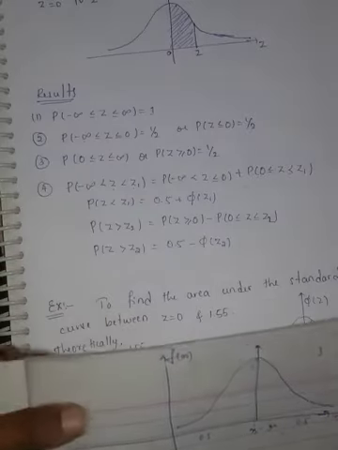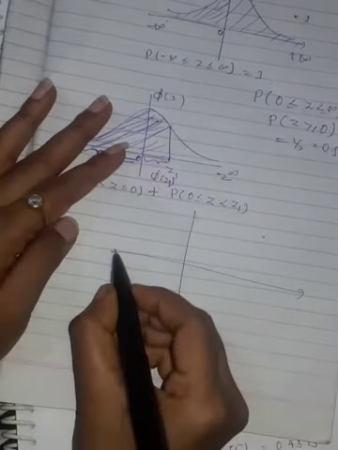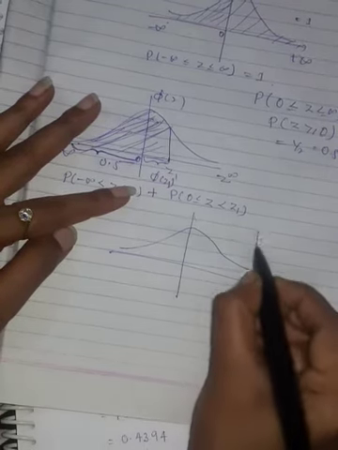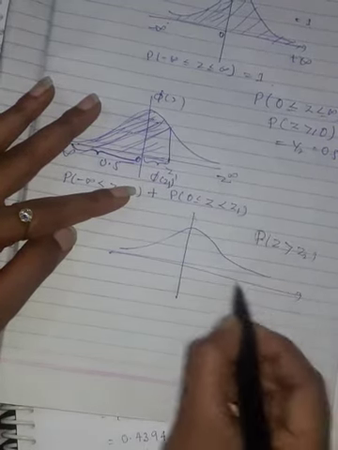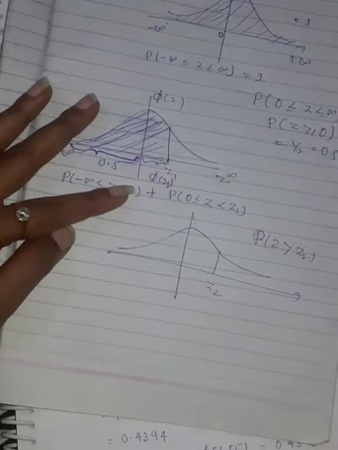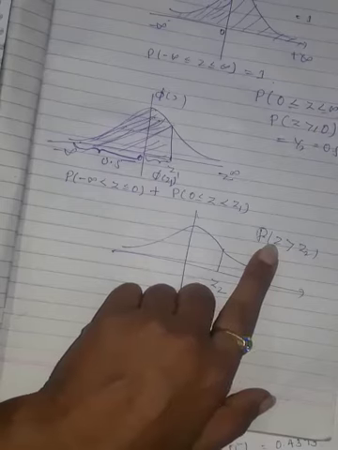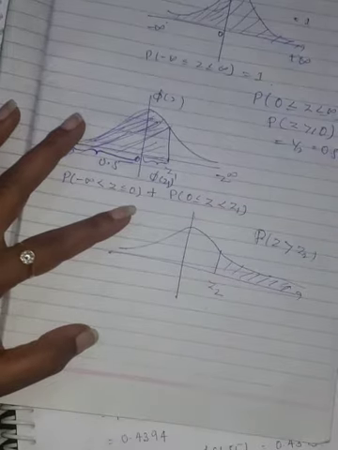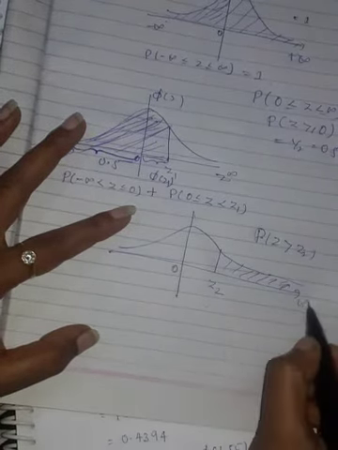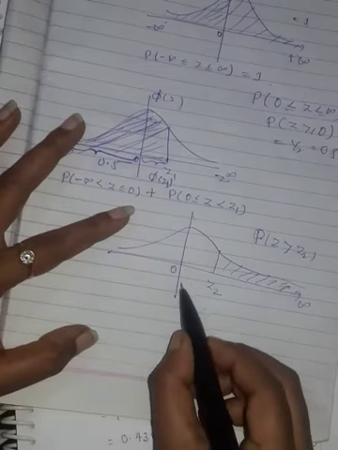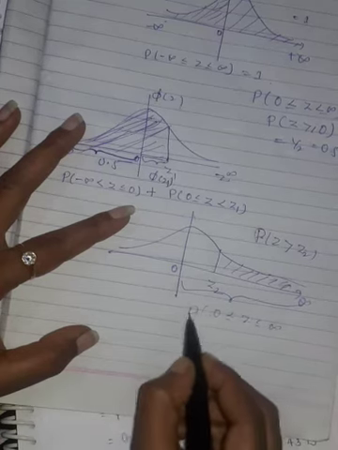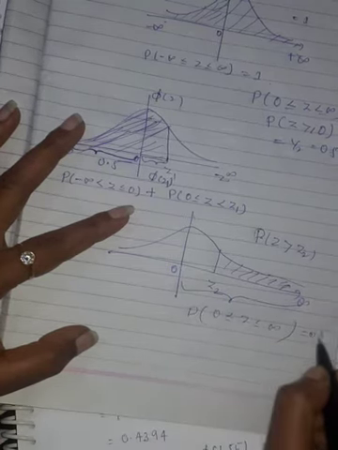Next, suppose we have probability when z is greater than z2. Suppose like this, we have a curve. Here they gave probability when z is greater than z2. Suppose our z2 is somewhere here. Probability when z is greater than z2 means this area. So this is our 0, this is our plus infinity, this is our area from 0 to infinity, which is 0.5, as we know that.